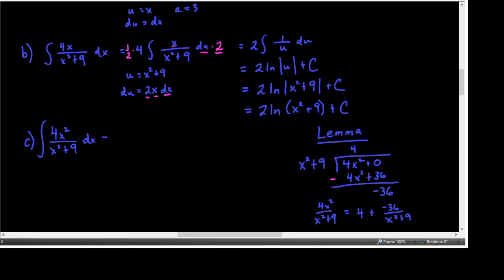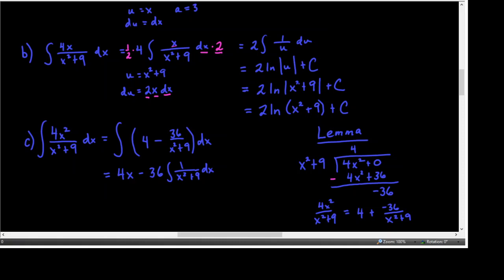So, going back to our original problem from that lemma, we get the integral of 4 minus 36 over x squared plus 9 dx. Then we can split that into two integrals using number 2 in the list of 20 and do the integral of 4 dx, which is 4x, minus 36 times this integral. I just pulled the 36 out in front.